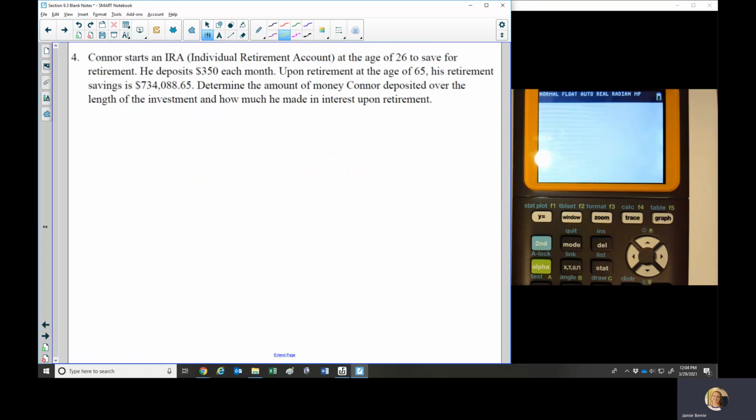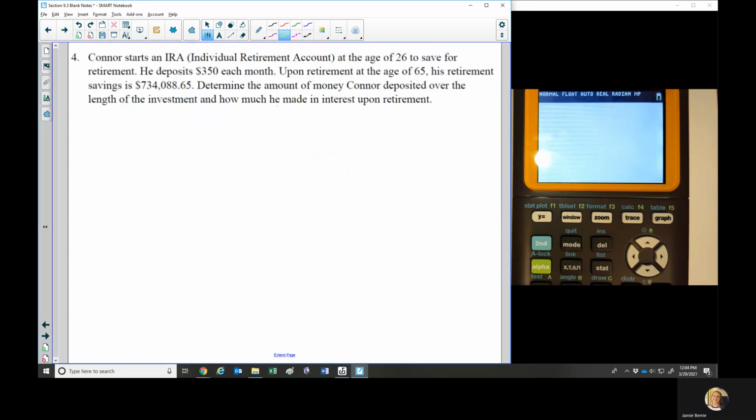All right, so this one says a very similar problem. It says Connor starts an IRA at the age of 26 to save for his retirement. He deposits $350 each month. Upon retirement at the age of 65, his retirement savings is $734,088.65. Determine the amount of money Connor deposited over the length of his investment and how much he made in interest upon retirement. So this one sounds complicated, but it's actually going to be pretty easy, I think.